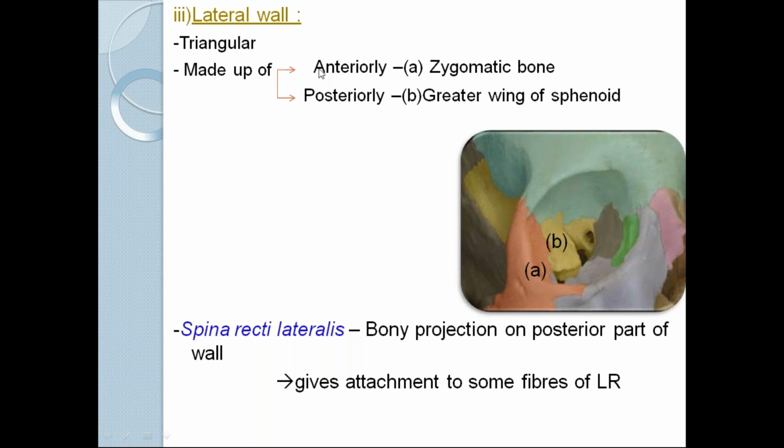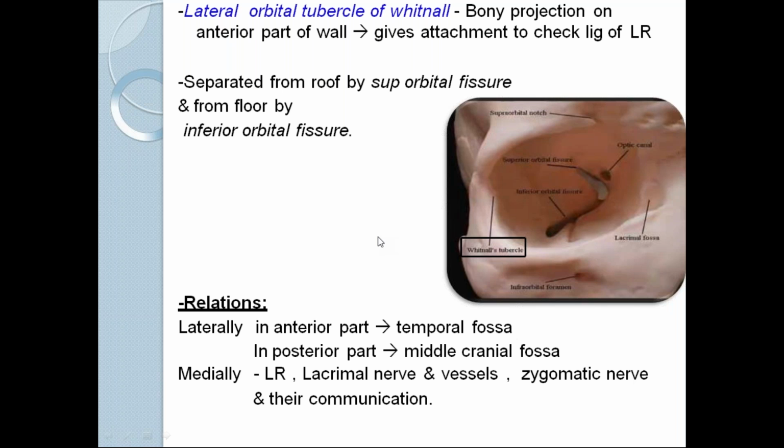So basically, for the lateral wall, just remember that it is two bones, that is the zygomatic bone predominantly and the greater wing of the sphenoid. And you have this suture, the zygomatico-frontal suture. Then there is a spiny bony projection, which is called the spina recti lateralis, to which some of the fibers of the lateral rectus get attached. So that is, in brief, about the lateral wall.